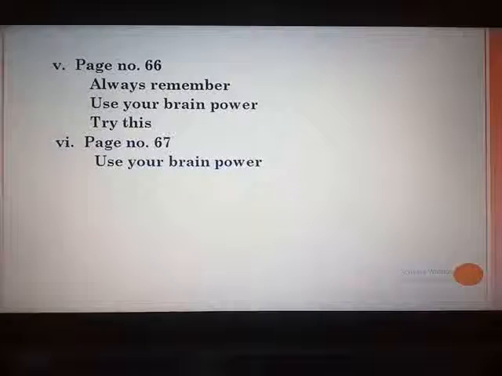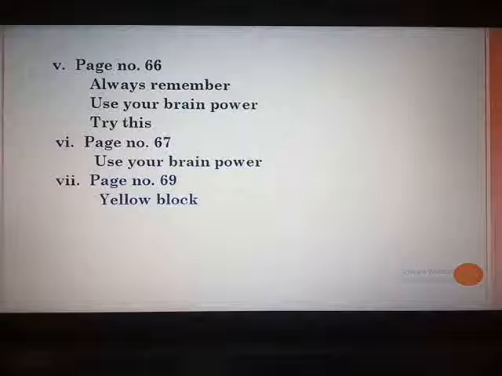Turn your page. Page number 68, you don't have any reduction. Page number 69, in the center you can see a small yellow colored block: Repeat the above activity for ferrous sulfate, sodium carbonate and write the chemical equation. That block you have to remove. Page number 70, 71, there is no reduction.